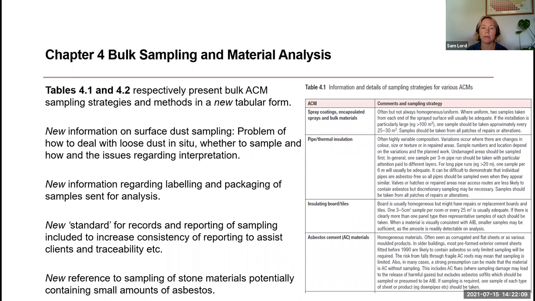Okay, so now we're moving on to chapter four. This is about bulk sampling. So going out and sampling asbestos as part of a survey, or just generally a sample as a result of an incident perhaps. Tables 4.1 and 4.2 basically present all the strategies for sampling bulk asbestos and how you would go about doing them.